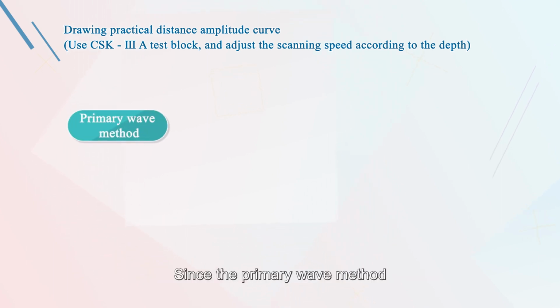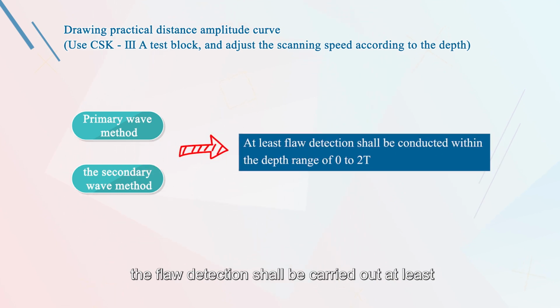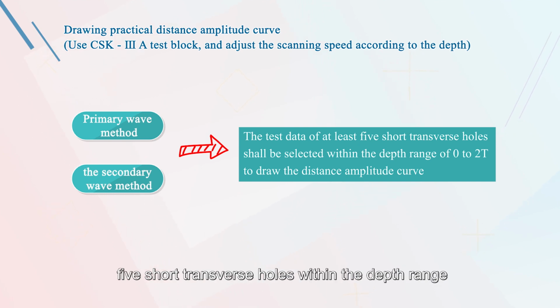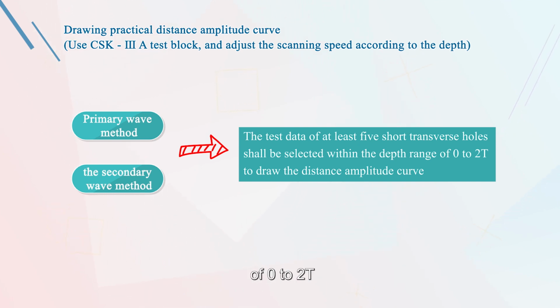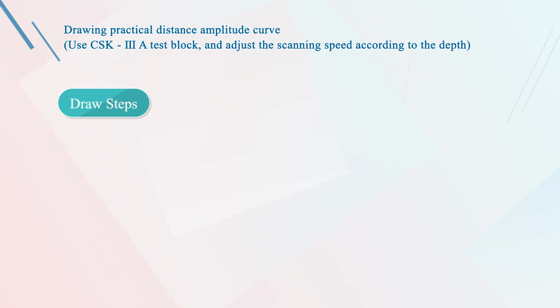Since the primary wave method and the secondary wave method need to be used to detect defects in the flaw detection process, the flaw detection shall be carried out at least within the depth range of 0 to 2t. Therefore, the distance amplitude curve shall be drawn based on the test data of at least 5 short transverse holes within the depth range of 0 to 2t. The specific steps are as follows.